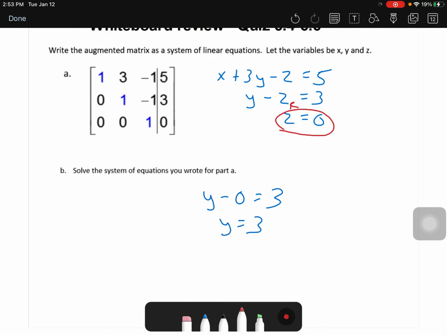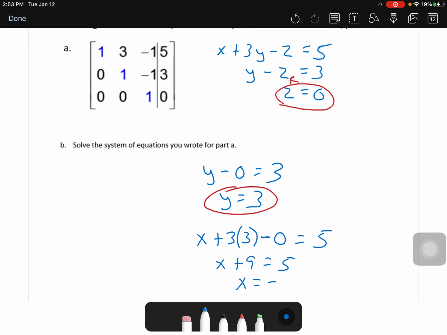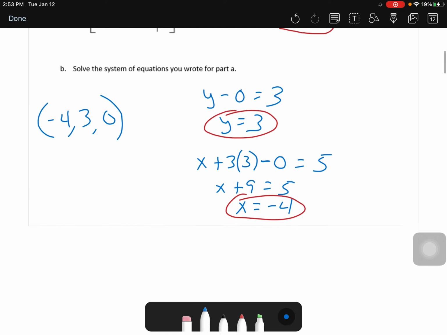So now I can substitute both of these values, y equals 3 and z equals 0, into the top equation. And then I should be able to solve for x. So that'll give me x plus 3 times y. I found y to be 3, so that's 3 times 3. And then z was 0, so minus 0 equals 5. So that's x plus 9 equals 5. So x equals negative 4. Now I have solved that system. So usually you write these as an ordered triple, so that would go negative 4, comma, 3, comma, 0. So there's our ordered triple.